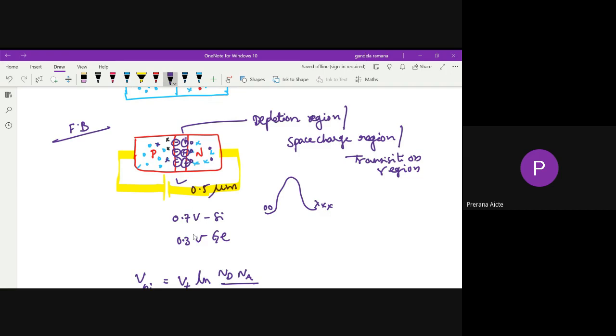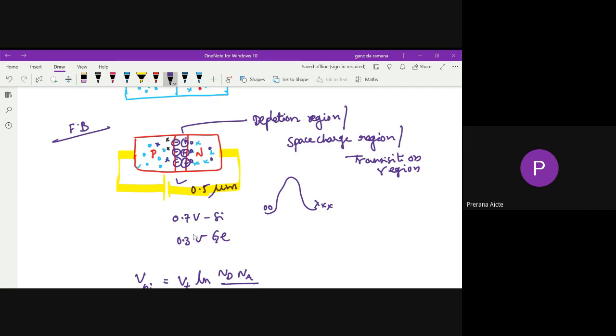Here, the positive terminal of the battery is connected to the P type and the negative terminal is connected to the N type. So the applied voltage reduces the barrier effect, and the voltage exceeds the barrier voltage. Electrons diffuse from the N side to the P side, and holes diffuse from the P side to the N side.